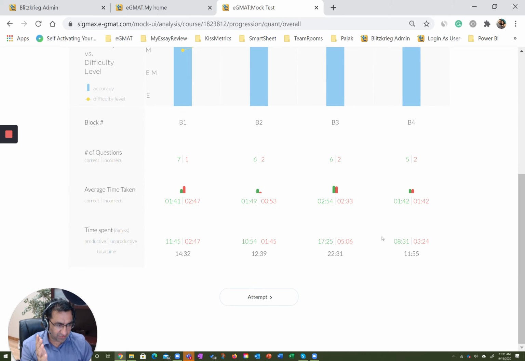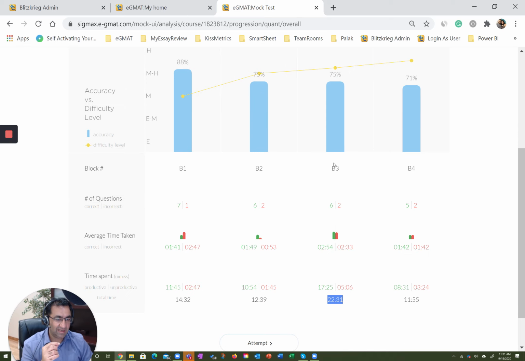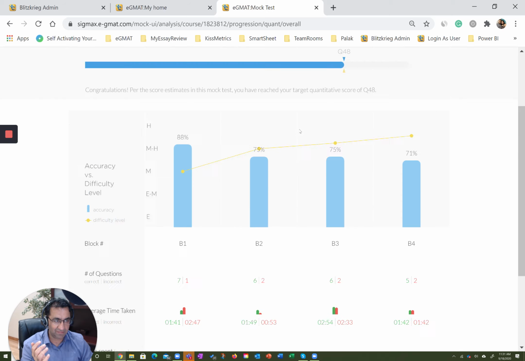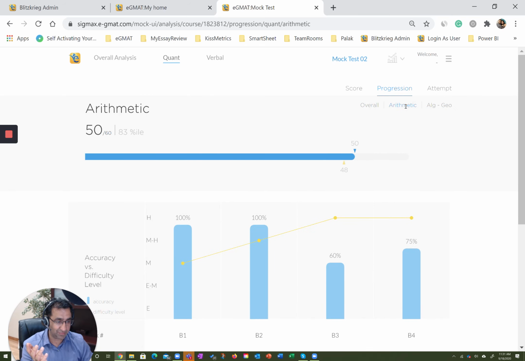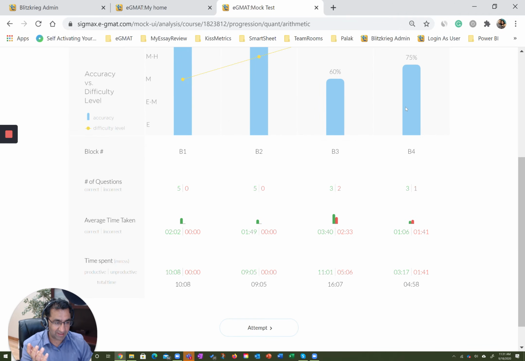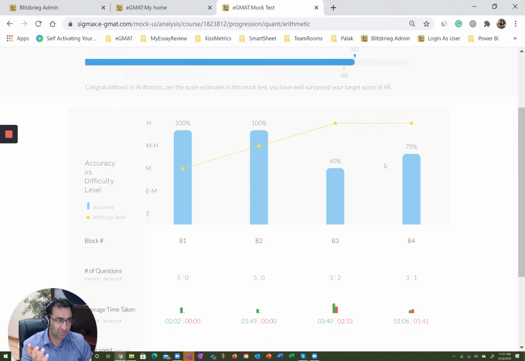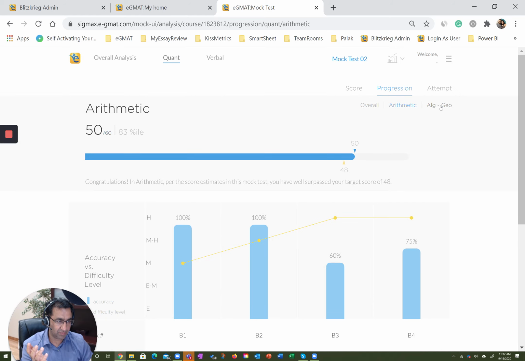But the thing that you're looking for is, is there a certain timing issue in this case? And when you look at this over here, even though he has about 12 minutes for the last block, what you see is he spent a lot of time in block 3. So definitely he's spent a lot of time over there. And so let's go into algebra geometry. Why? Because we already know arithmetic, the guy's done really well. So we want to really go into algebra geometry over here.